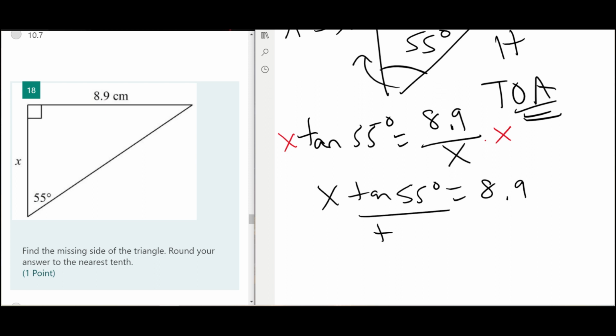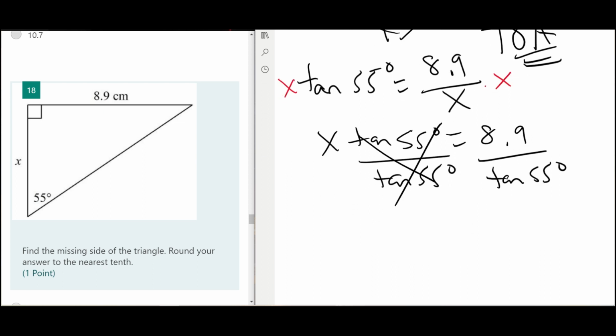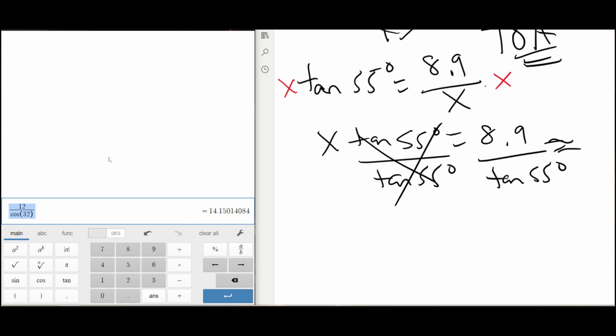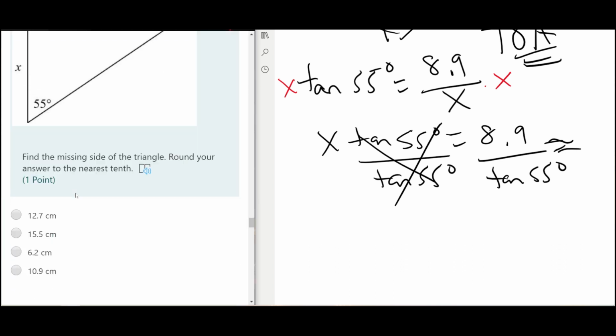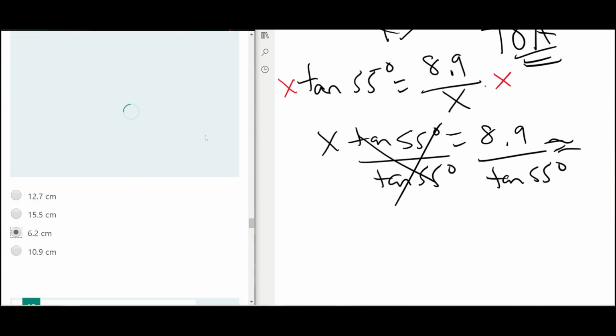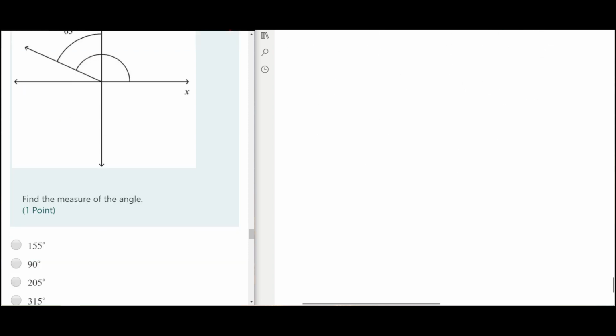Then we have to divide by tan 55. Tan of 55 is just a number, some kind of weird decimal. And that's my x. X is equal to 8.9 over tan of 55. Of course, we're going to calculate that, so we'll do that on Desmos. 8.9 divided by tan of 55 is 6.23. So we got 6.2 centimeters. That's all there is to it.